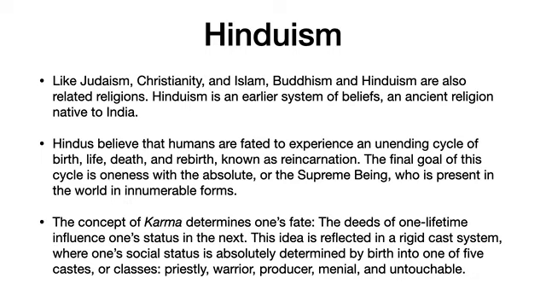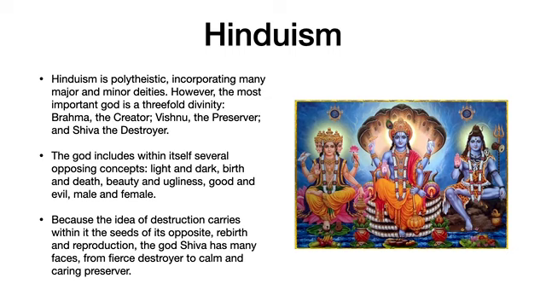This idea is reflected in a rigid caste system where one's social status is absolutely determined by birth into one of the 5 castes or classes: priestly, warrior, producer, menial, and untouchable. Hinduism is polytheistic, incorporating many major and minor deities. However, the most important god is a threefold divinity: Brahma, the creator; Vishnu, the preserver; and Shiva, the destroyer.